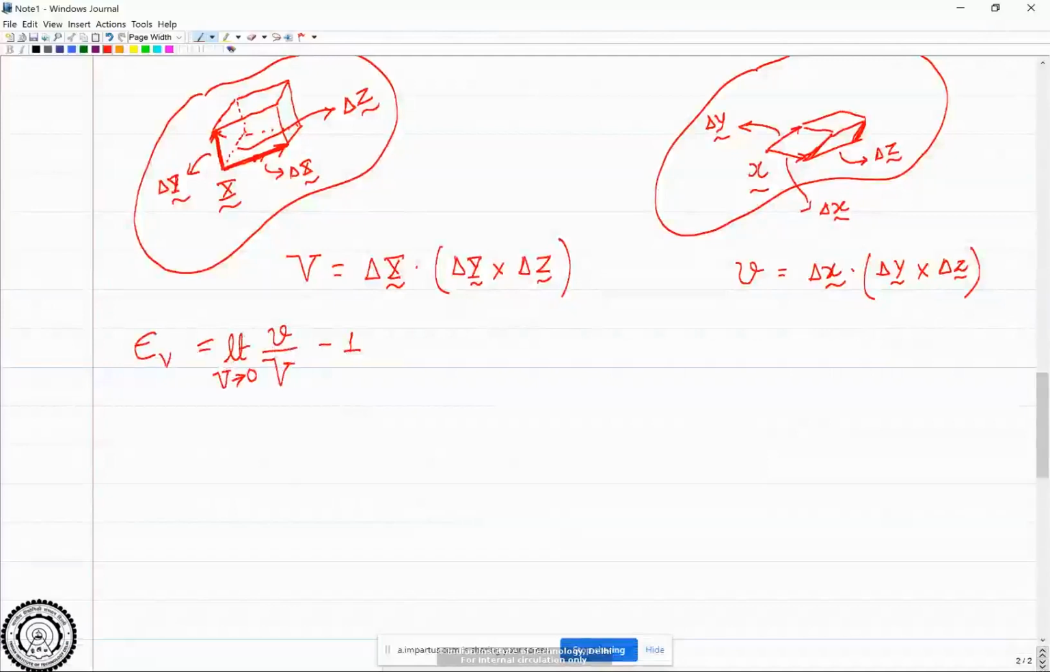Okay. And how can you let big V go to 0? Take all three lengths, delta capital X, delta capital Y, delta capital Z, to 0, and it will automatically shrink to a point. Okay, and then you get the volumetric strain at the point itself. Okay, please stop me if you're not able to follow. So let us first find out what is small v by capital V.